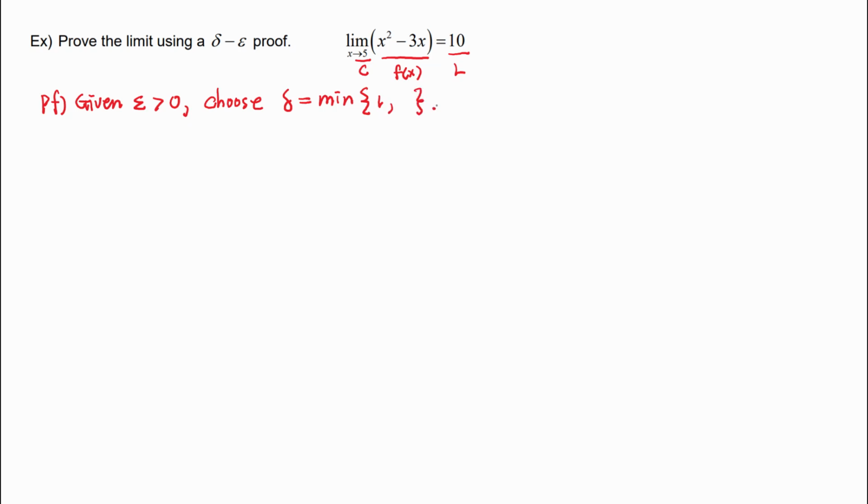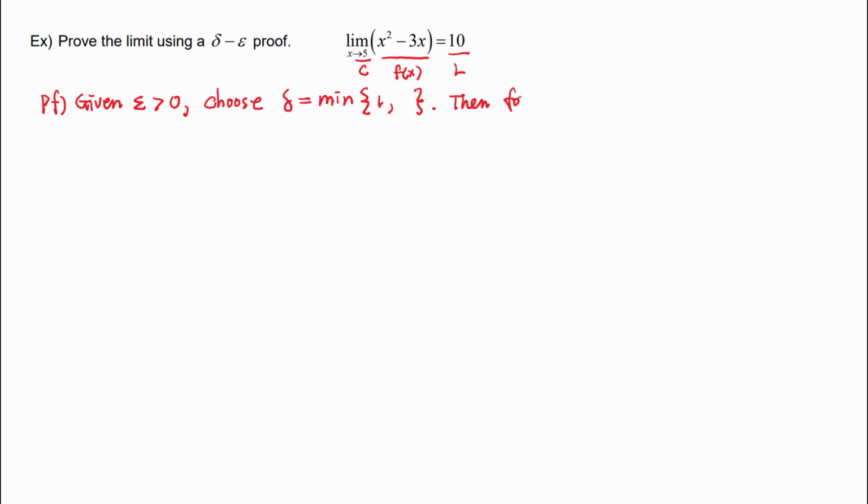And this is a function too. Minimum of 1 and something is asking you to choose whatever the smaller is, because we want smaller delta. I'll also explain to you why we want smaller delta versus larger delta.